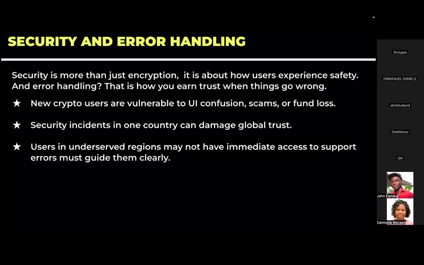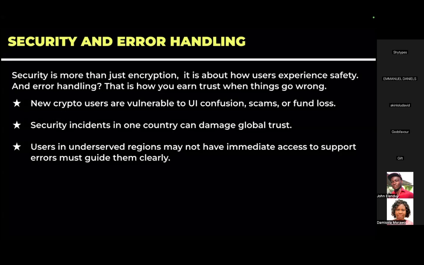I'm seeing 542 error. What's 542? They don't know. And new crypto users, that's Bitcoin users in this case, are vulnerable to UI confusion, to scams. They don't know these are some things they don't need to do, and these are some things they need to do. So they can lose their funds. And when they lose it, trust me, they are going to come and bombard you with messages. You don't want anybody to go and drag you on Twitter. You really don't want it for your products or applications.